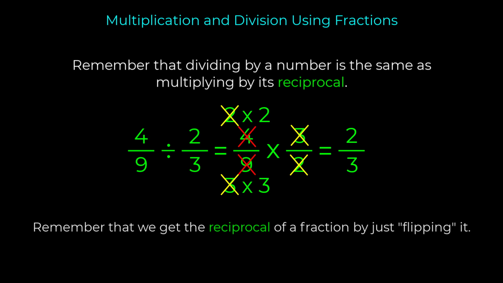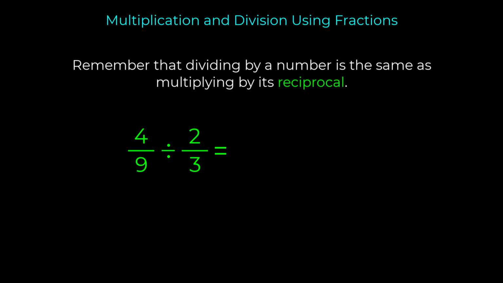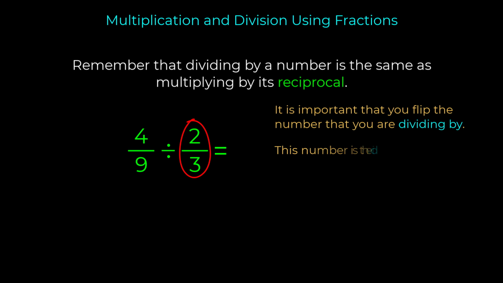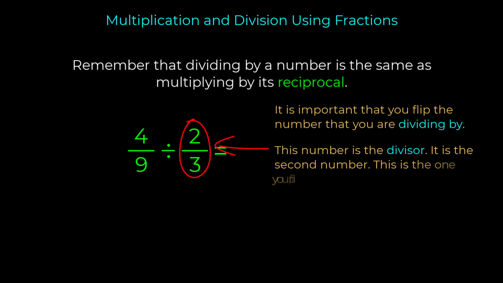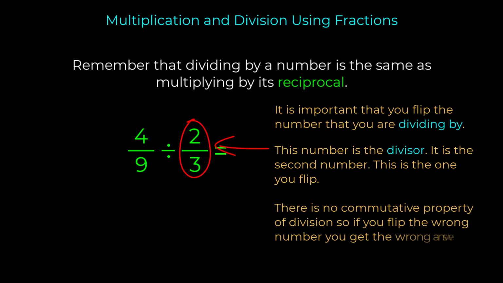Here's where people sometimes make a mistake. When you have a division problem, you have to flip the number that you're dividing by. This number is called a divisor. You can't flip either of the fractions. It has to be the divisor. There is no commutative property of division as there is for multiplication.